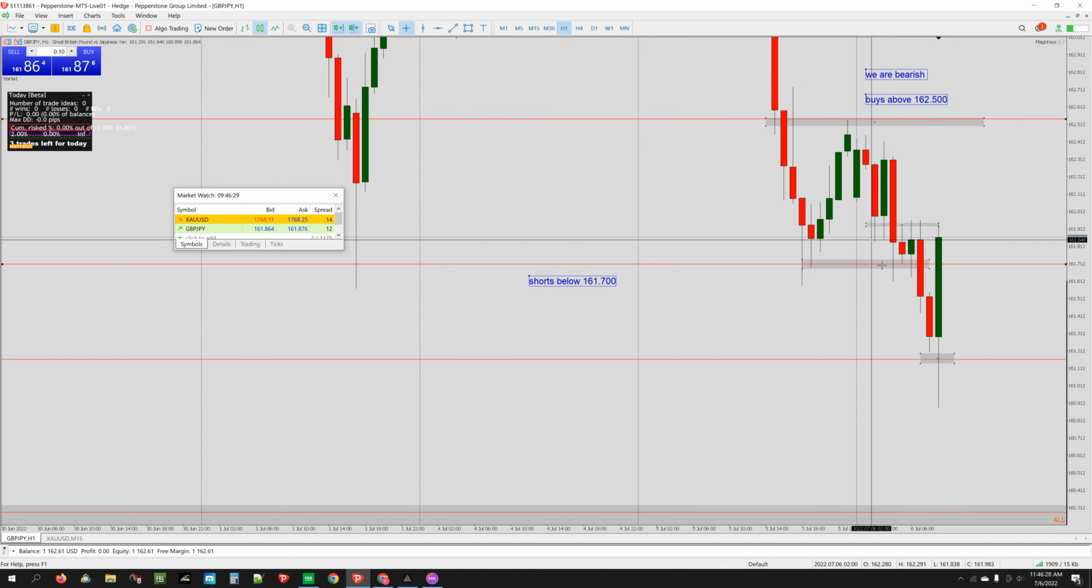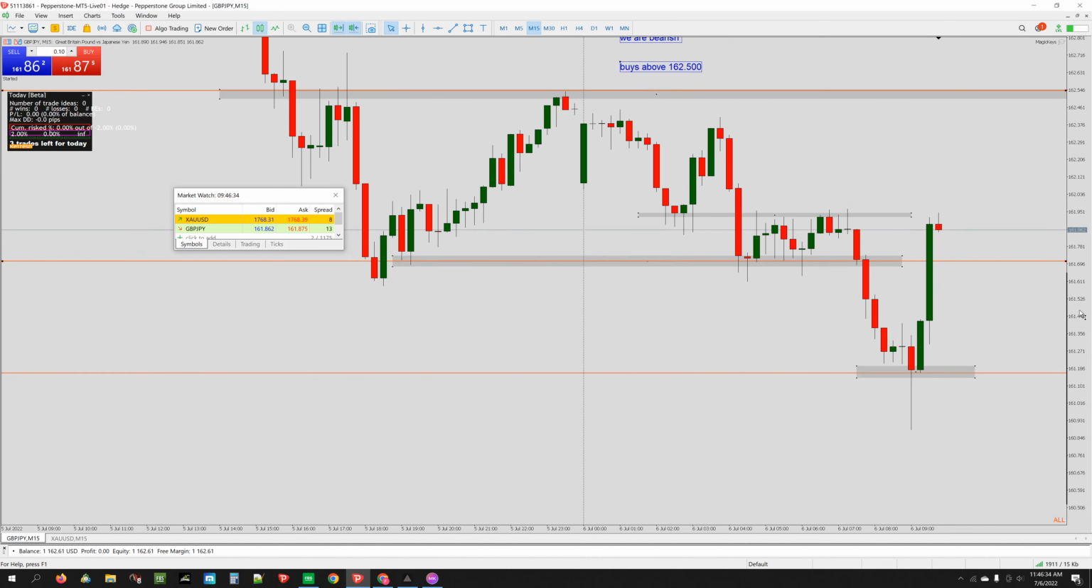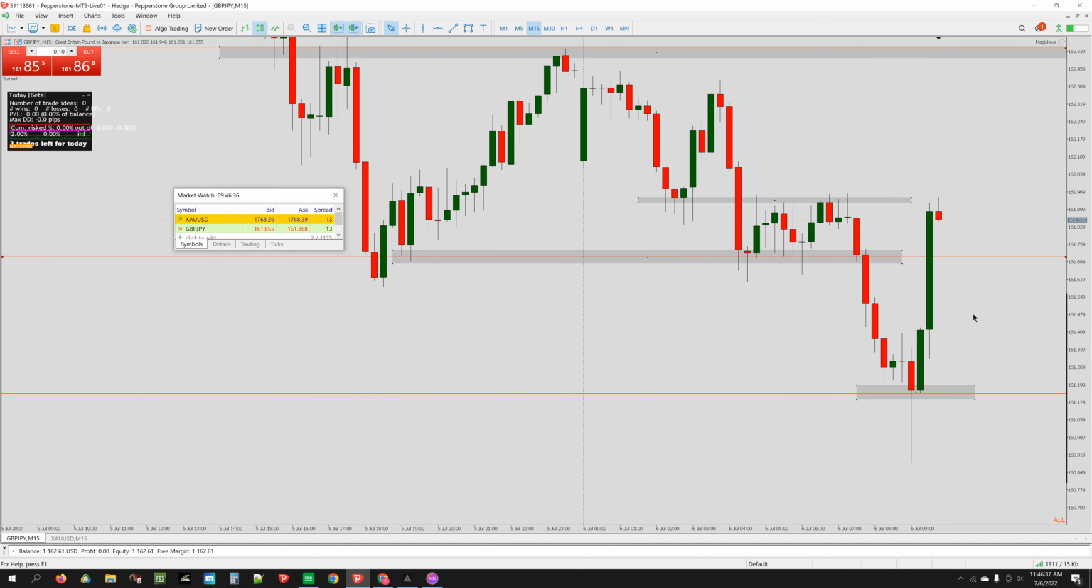This H1 candle is doing wonders. At this point, I am ready to execute if it starts to break its own high. Little bit more.